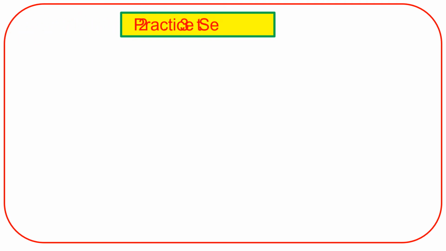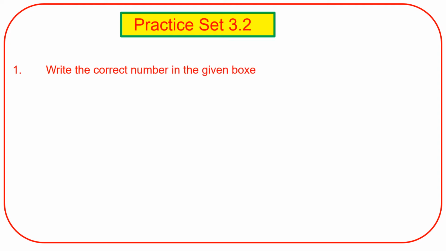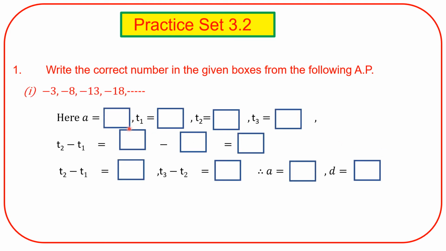Practice set 3.2, first question. Write the correct number in the given boxes from the following AP. Here I take only one example. I make some changes in the question. According to the given boxes, you fill up the answer in the boxes.